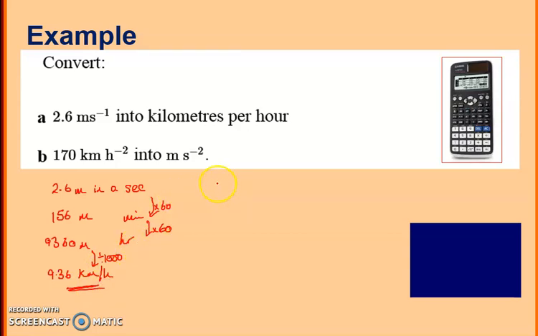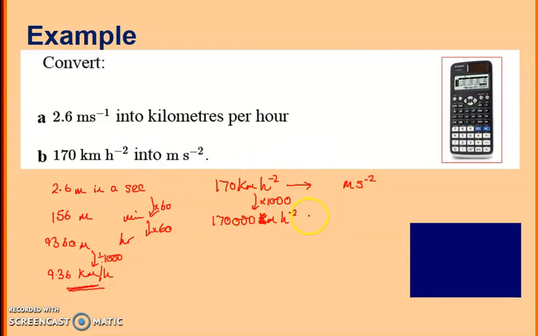And the other one says it's 170 kilometers per hour squared. And it wants me to convert them into meters per second squared. So again, first job is I'm going to make this 170,000 meters per hour squared. I've basically timed that by 1,000 to get that. And then I suppose I've got to worry about units.